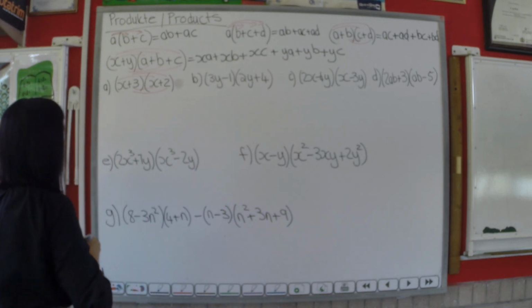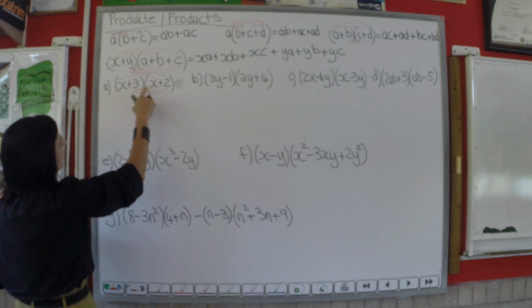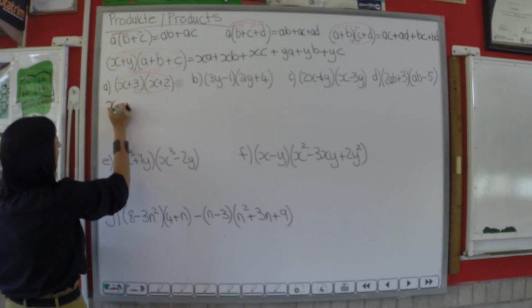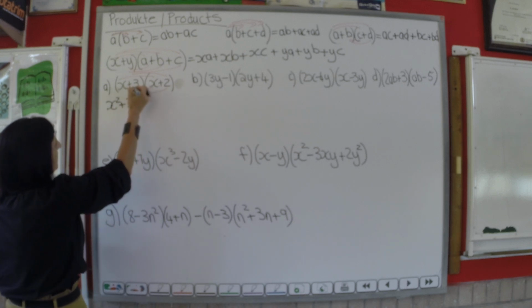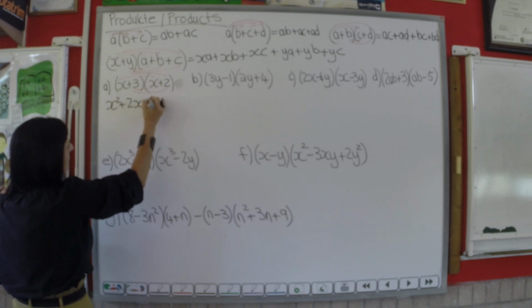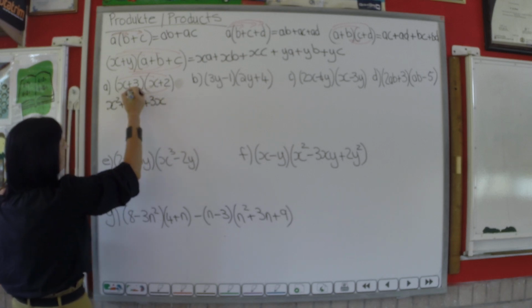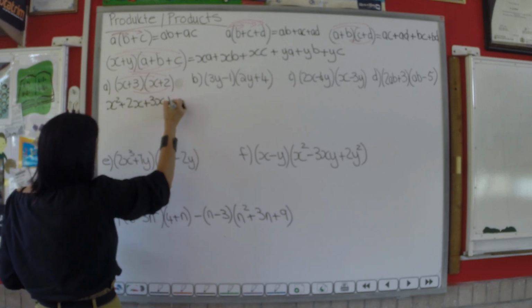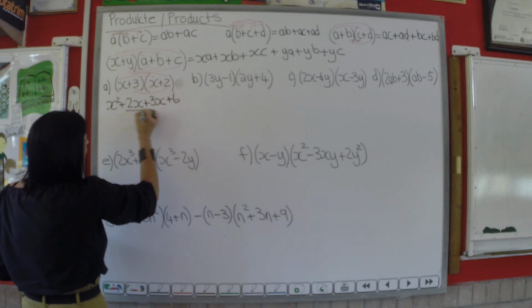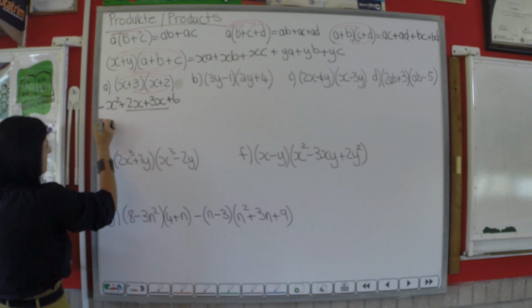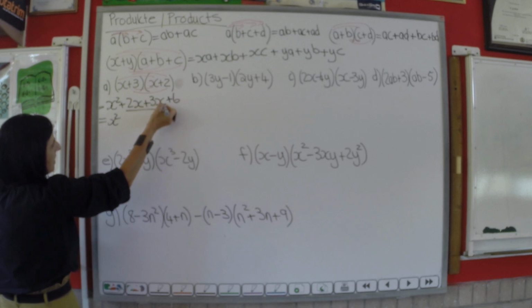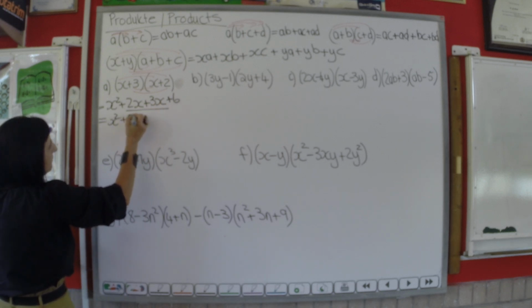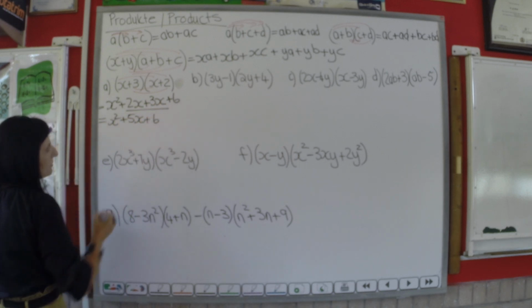That works wonderfully. So ons het x maal x gee x kwadraat. X maal plus 2 is plus 2x. Plus 3 maal x is plus 3x. Plus 3 maal plus 2 is plus 6. Now I've got 2 middle terms that's the same, so I can add them up. 2 apples plus 3 apples gives me 5 apples, and that's my final answer.